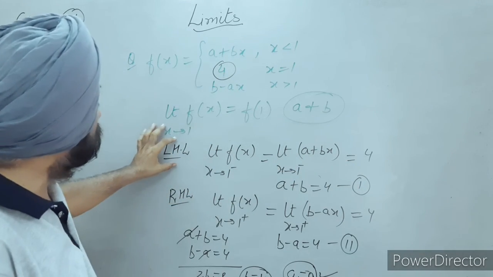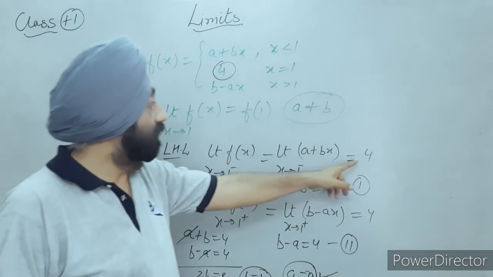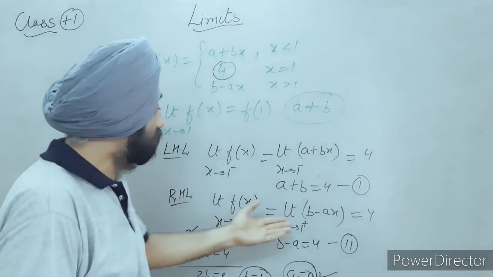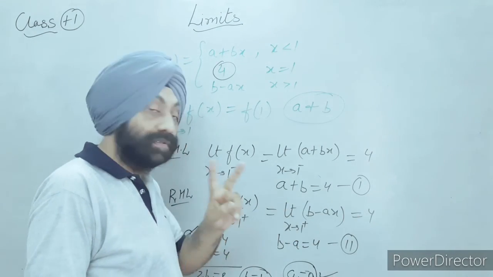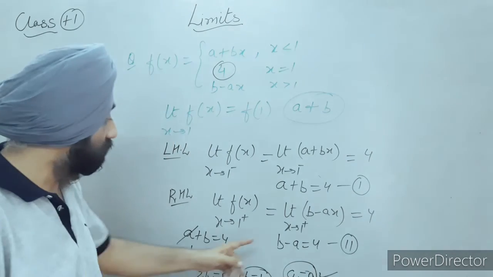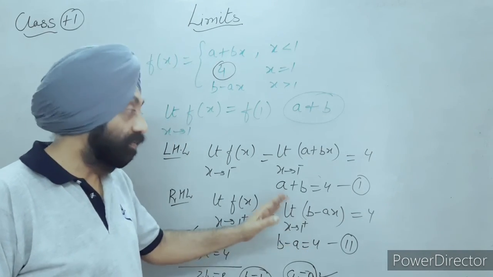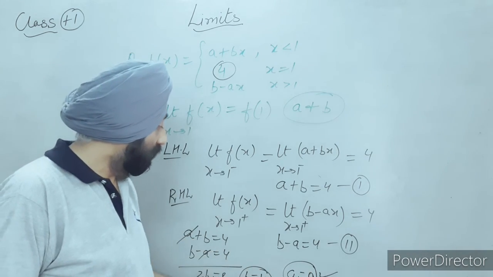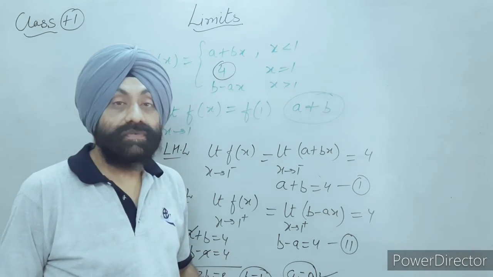What I did, I calculated the left hand limit. It is given equal to 4. I calculated the right hand limit. It is again given equal to 4. I got two equations. First is a plus b equals 4. Second one is b minus a equals 4. From here, I calculated the value of a, which is equal to 0, and b, which is equal to 4.